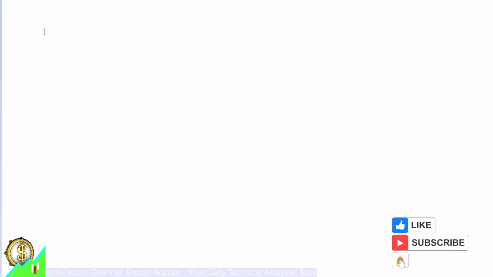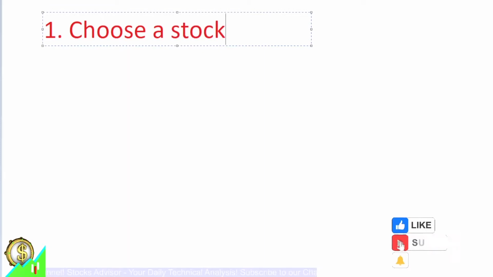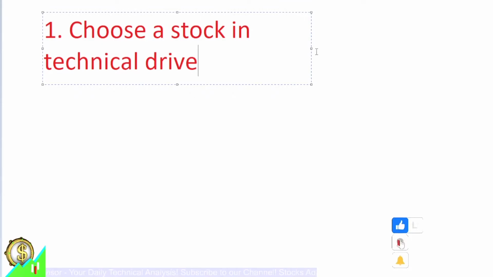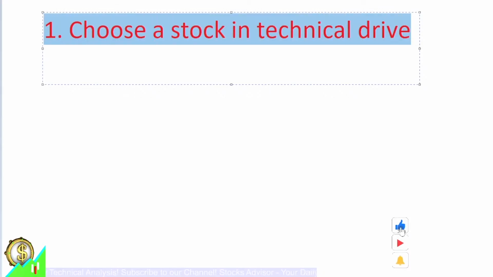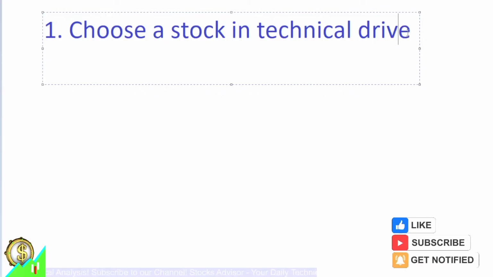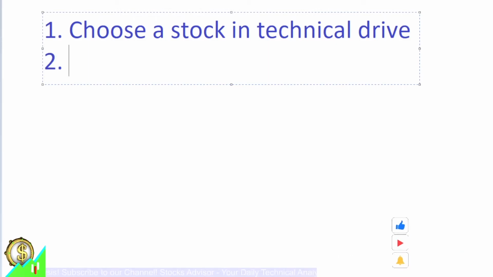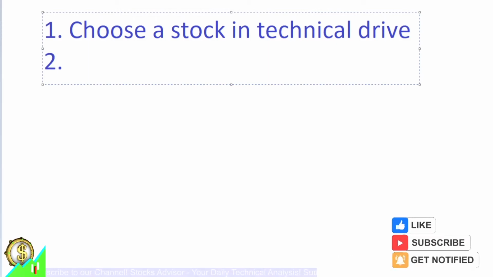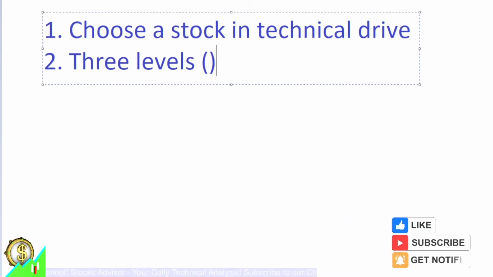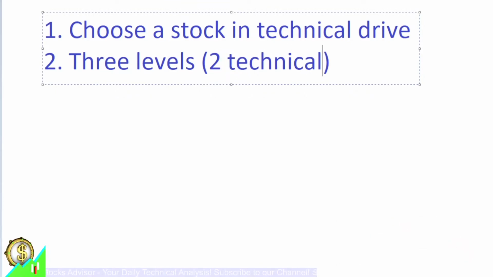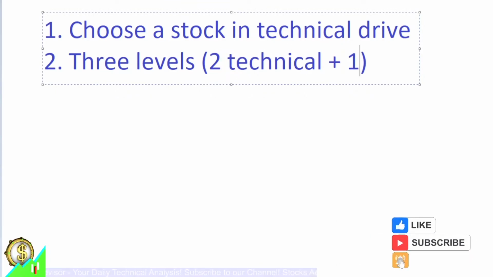So first we choose a stock in a technical drive, where the price is driven by, let's say, technical chart, by technical analysis. So where you can apply your technical analysis. Let's put it in blue. Secondly, we need to take into account risk. So we talk about three levels. Two levels are technical, and the third one is risk mitigation. So for risks.